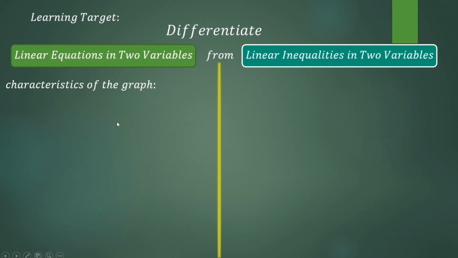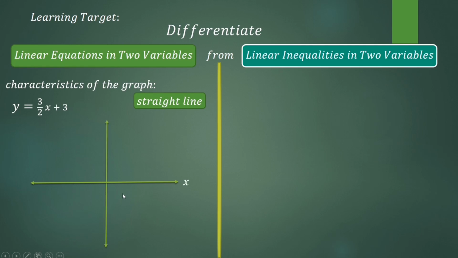Okay, so let's check the characteristics or the behavior of the graph of the linear equations in two variables. Ang graph ng linear equation in two variables is a straight line. So let's consider the equation y is equal to 3 over 2x plus 3. Paano natin i-graph this equation? We need the coordinate Cartesian plane, so we have the x-axis and the y-axis.